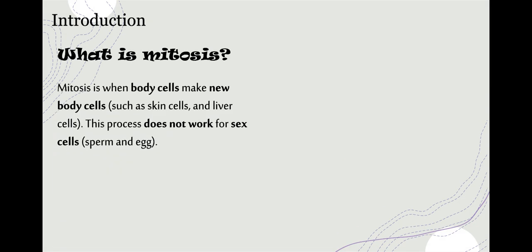Well, mitosis is when body cells make new body cells, such as skin cells make new skin cells, stomach cells make new stomach cells, and this process does not work for sex cells, such as sperm and egg. When you make new sex cells, that's another process called meiosis. Mitosis and meiosis, totally different.